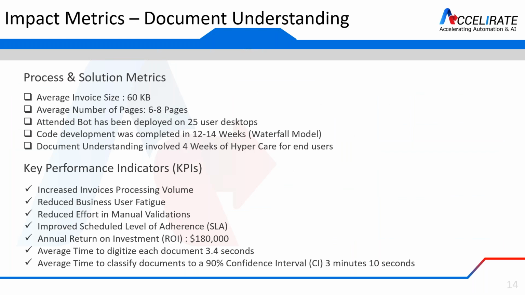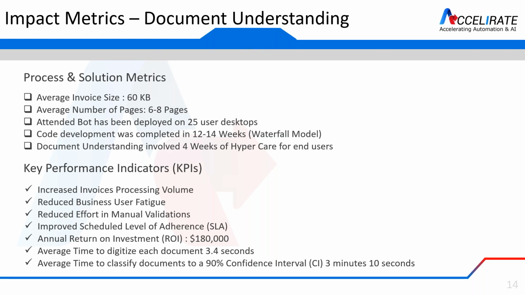Thank you, Jason. So we wanted to share a few process and solution specific metrics along with the key performance indicators that we have established within this engagement. If you look at the average invoice size, it used to be around 60 KB. And the average number of pages that we used to receive in terms of invoices was around 6 to 8 pages. And we were able to complete the entire source code development in 14 weeks.